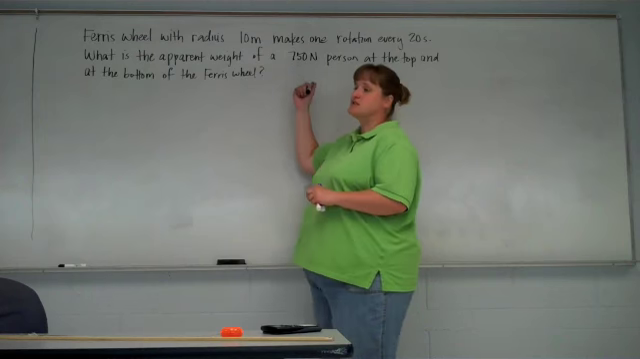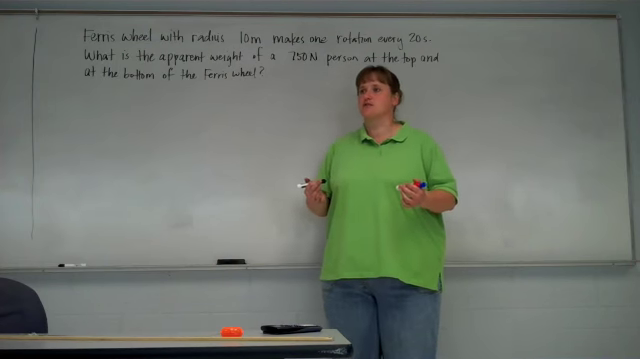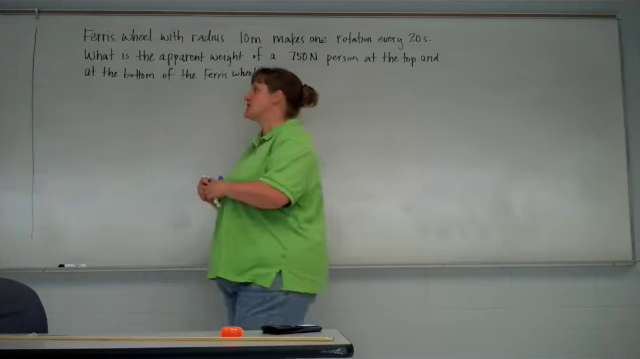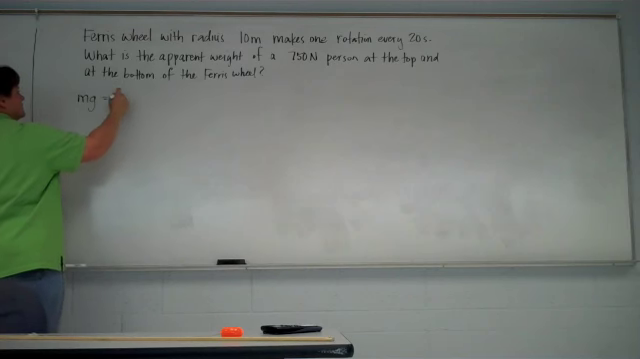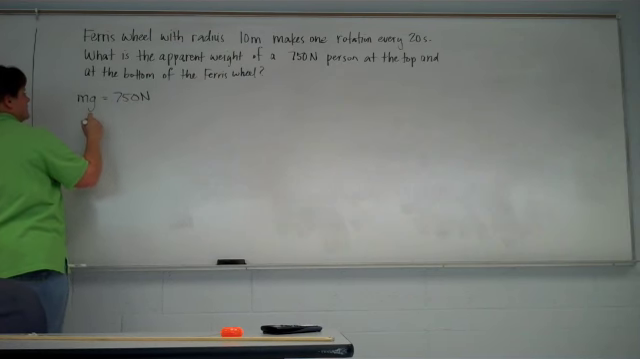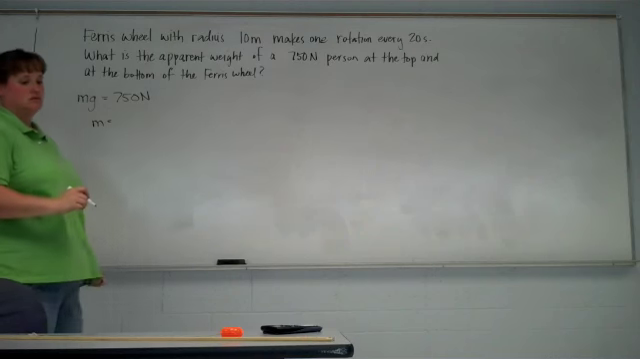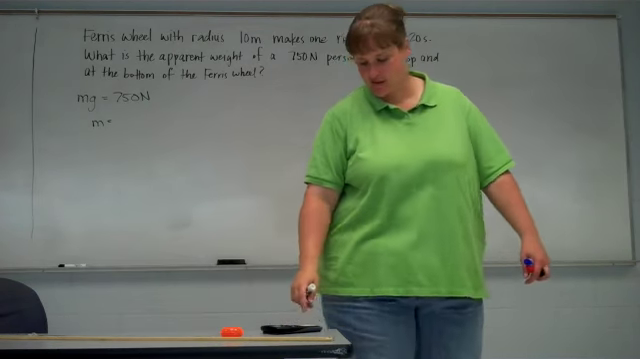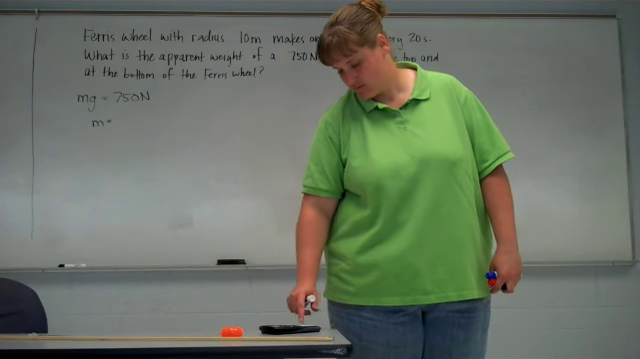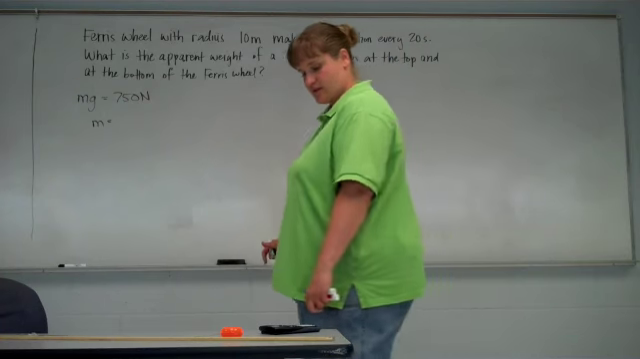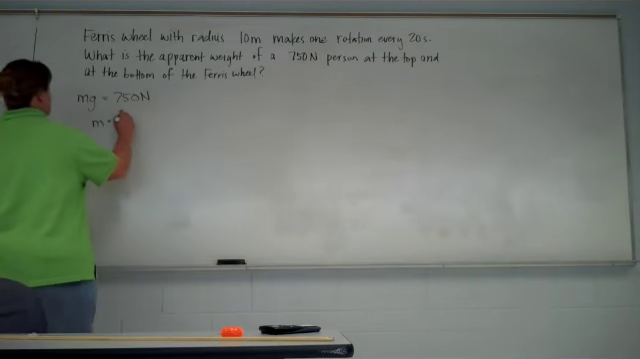So 750 newtons is the actual weight of the person. That's the force of gravity. mg equals 750 newtons. So m, the actual mass of this person, is 76.5 kilograms.